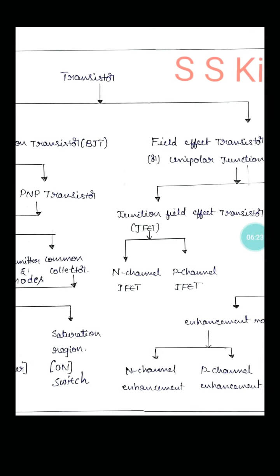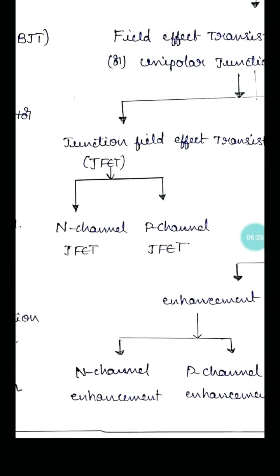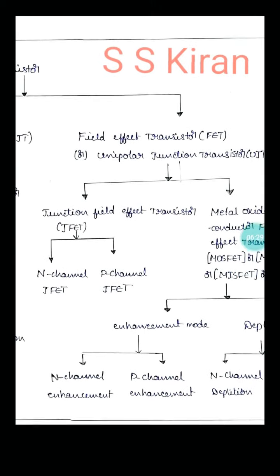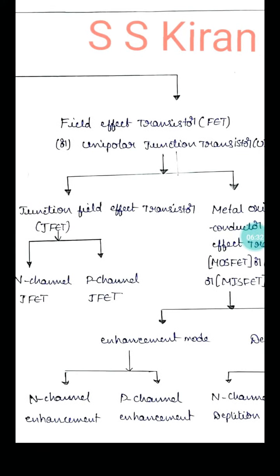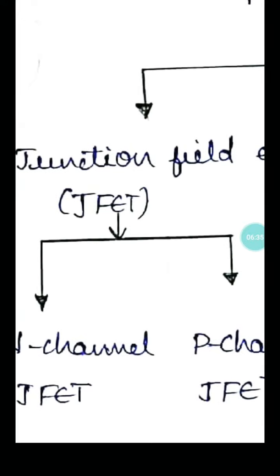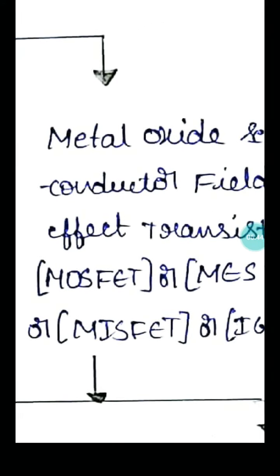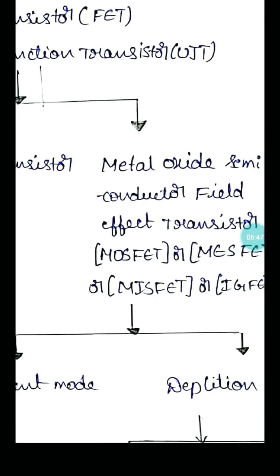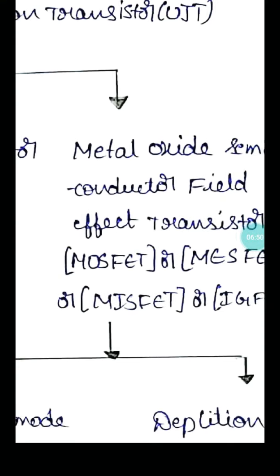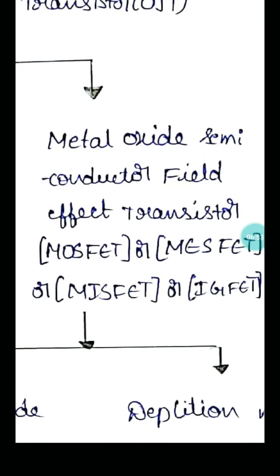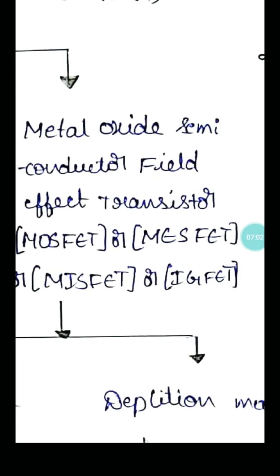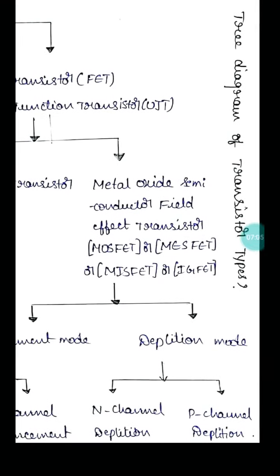Now the types of field effect transistor. This is classified into two types. One is JFET, where J means junction field effect transistor. The next one is MOSFET, metal oxide semiconductor field effect transistor, also called MISFET, metal insulated semiconductor field effect transistor, and IGFET, insulated gate field effect transistor.